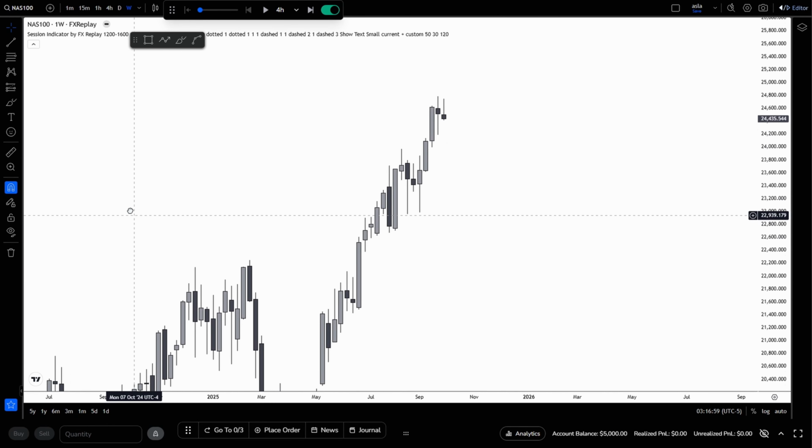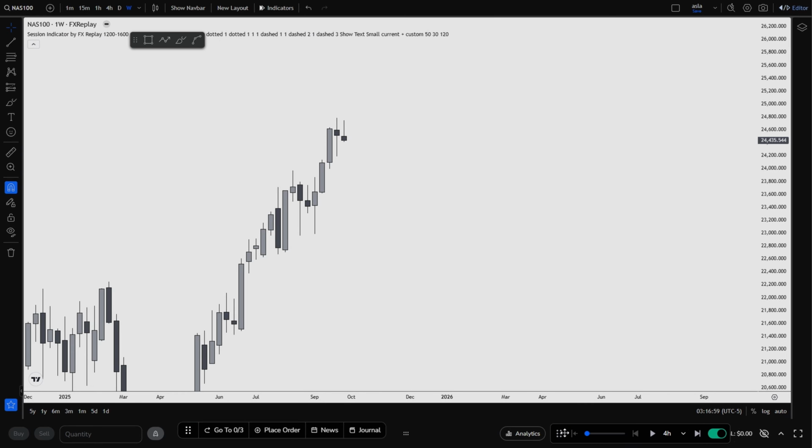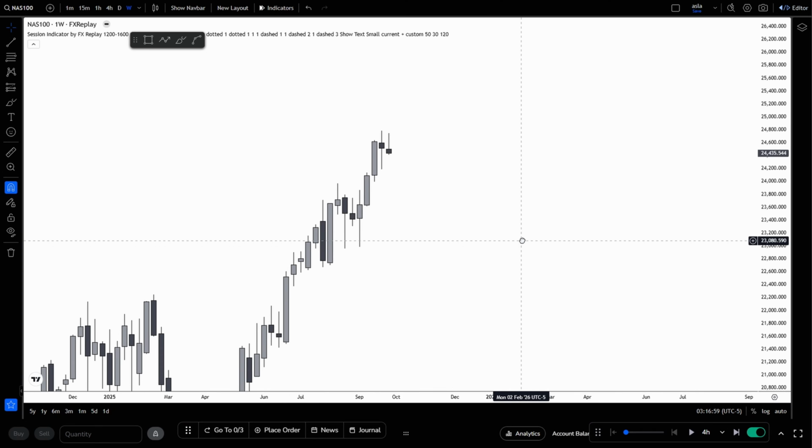The next thing we're going to talk about are liquidity levels that I always have marked on my chart, or at the very least, I always know exactly where they're located.